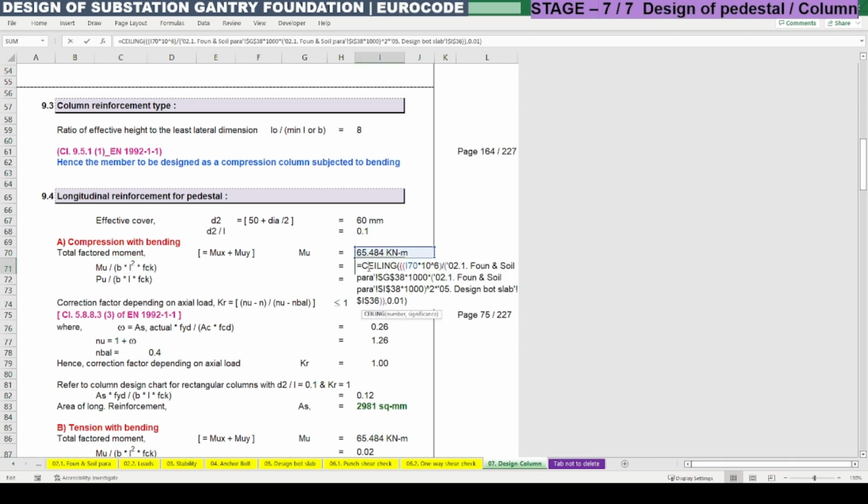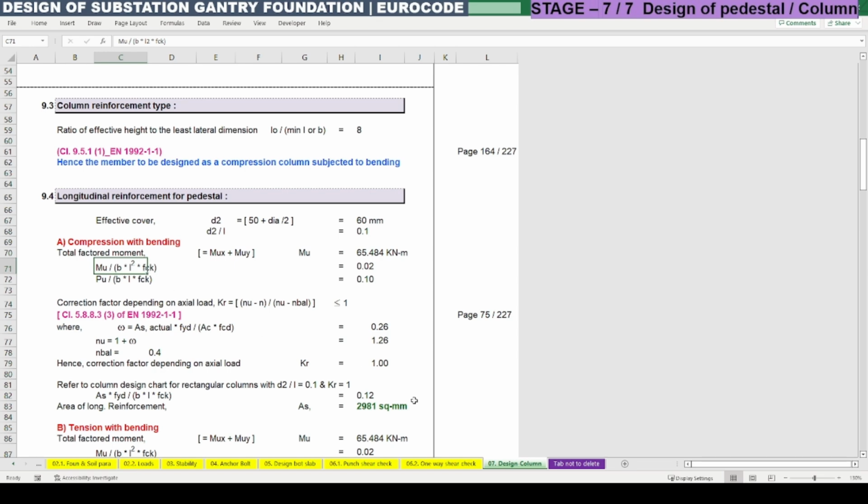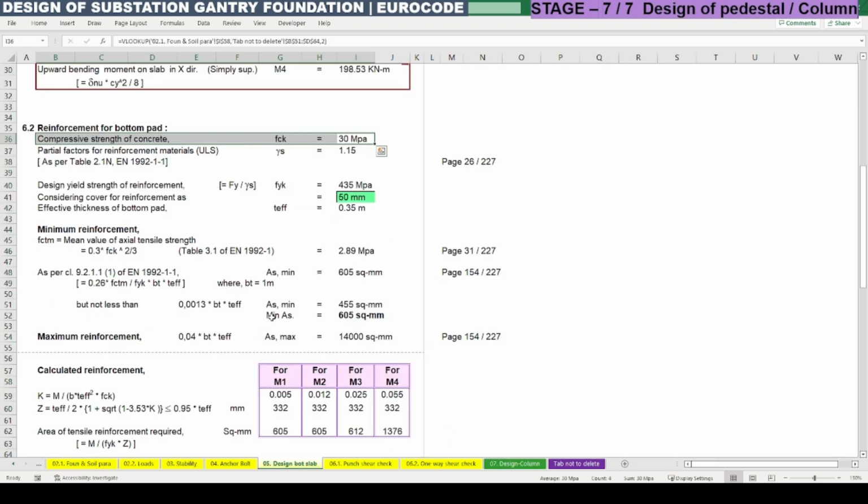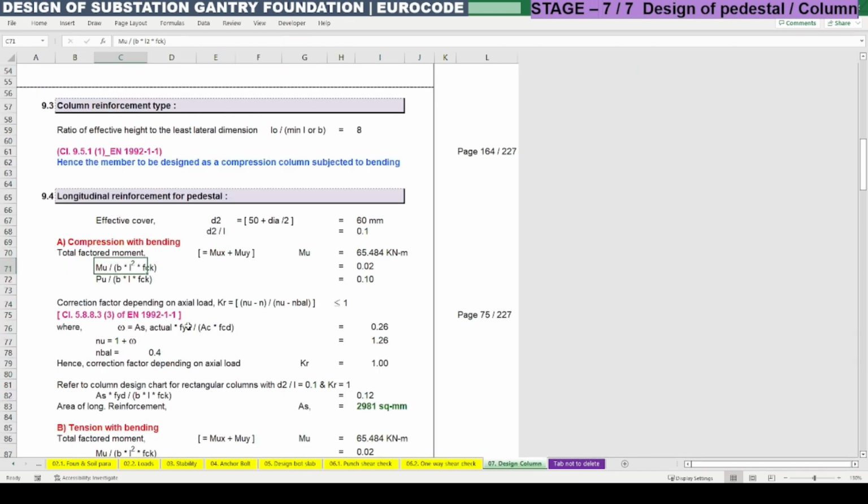So we know that the moment is 65.484, b and h are 600 mm, and fck we know is 30 megapascal, which is already seen in the 5th stage of the video, and we are getting 0.02. Similarly, like Pu by b h fck, we need to apply.